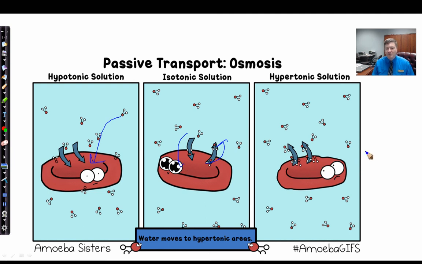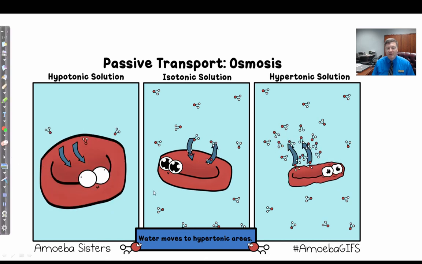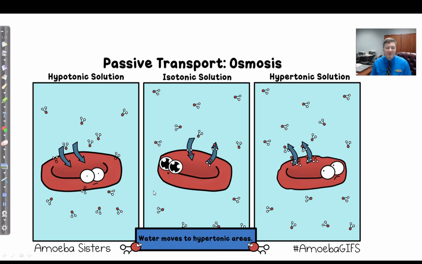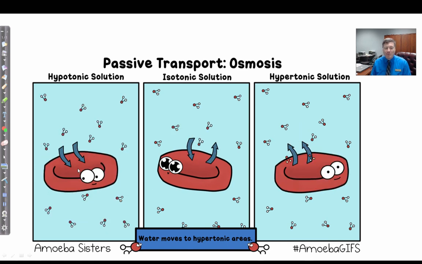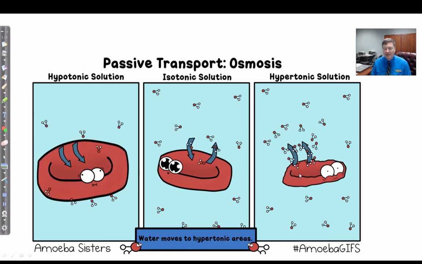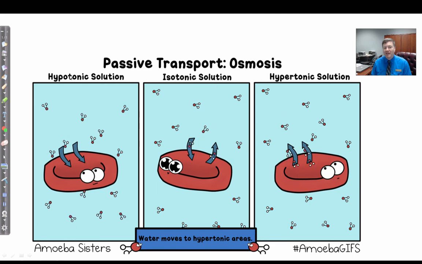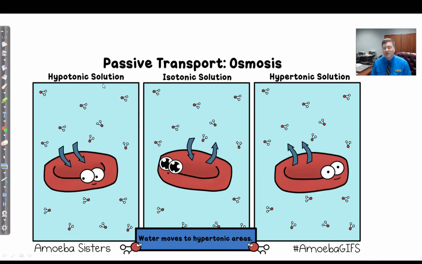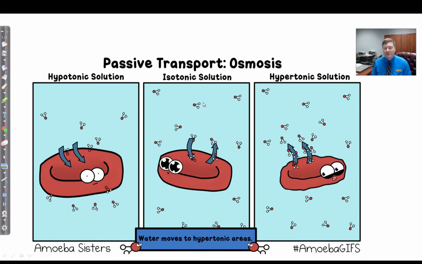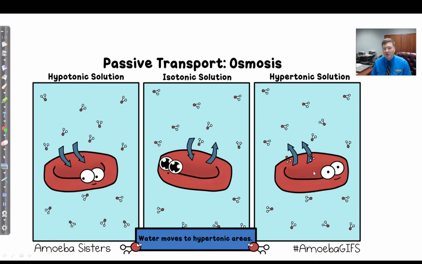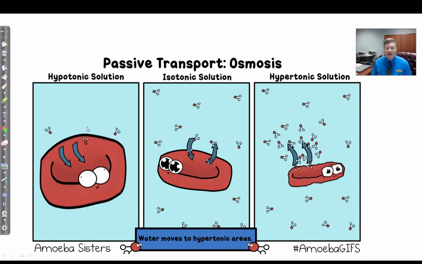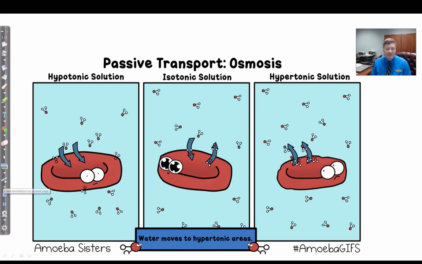I don't know why my video is not working. Maybe I'll try here in a second. But hypertonic means there's more stuff out here, so water will leave the cell. Let me try this. See if you can see it again. Here we go. So notice on the hypotonic side, it's gaining water. On the hypertonic side, it's losing water. And again, this refers to the solution, to the stuff out here. So hyper, water is leaving the cell. Hypo, water is going into the cell.